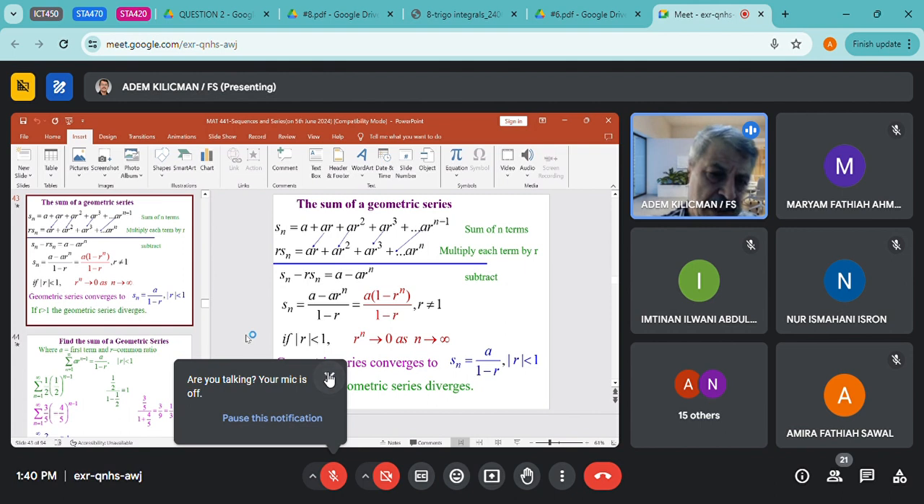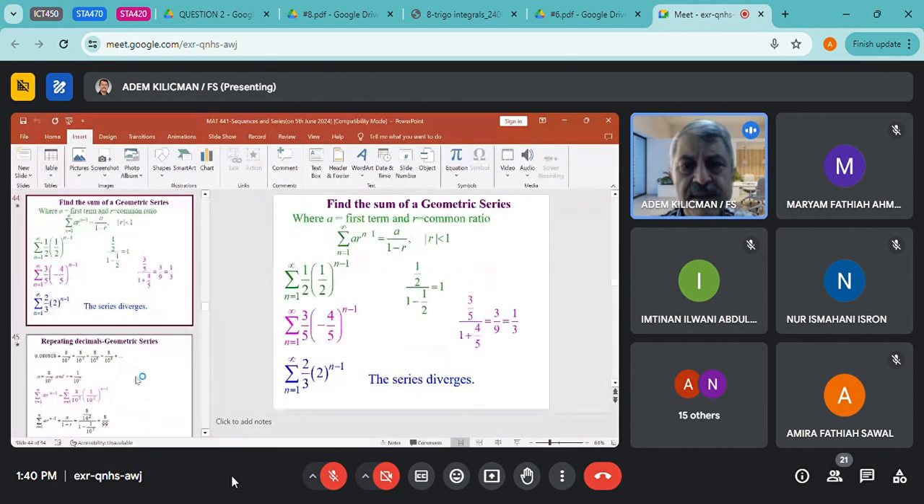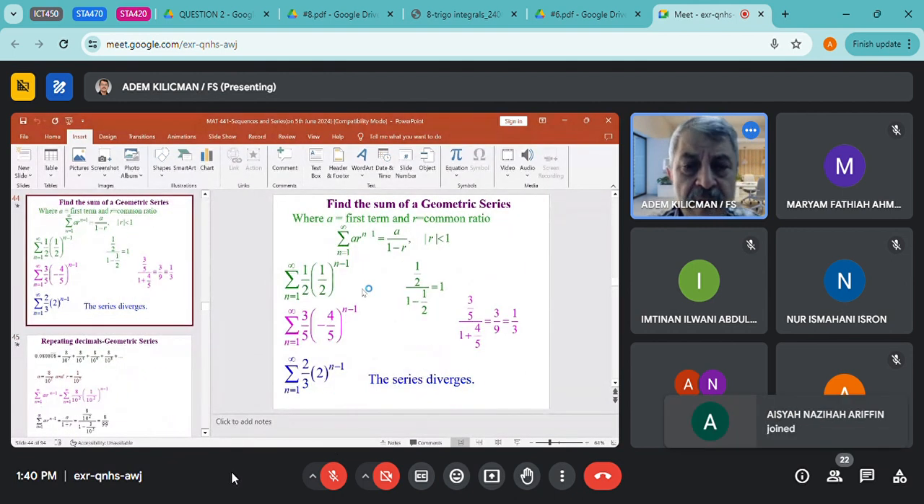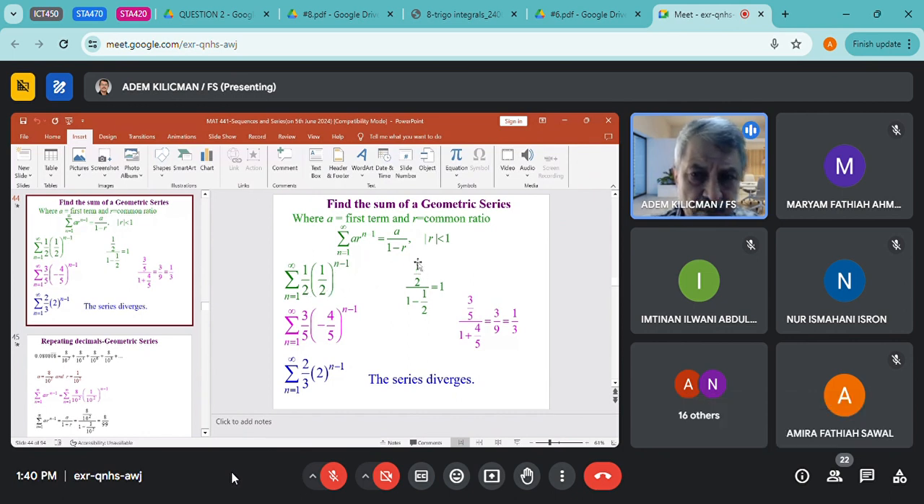So therefore, have a look at particularly this. For example, 1 over 2 to the power N minus 1, which is first term 1 over 2 over 1 minus 1, which is 1. First one is convergent. Second one, have a look at first, 3 over 5 over 1 minus 4 over 5, which is 1 over 3. Second one is also convergent.